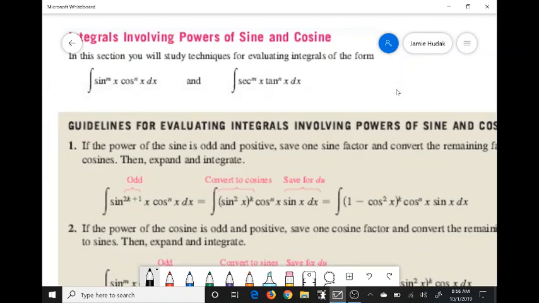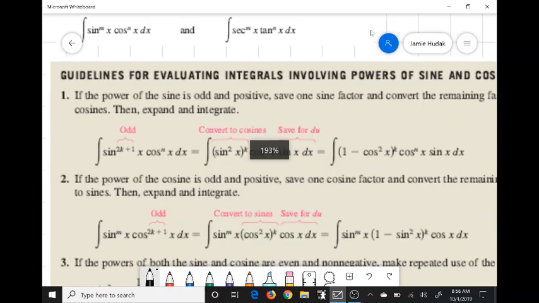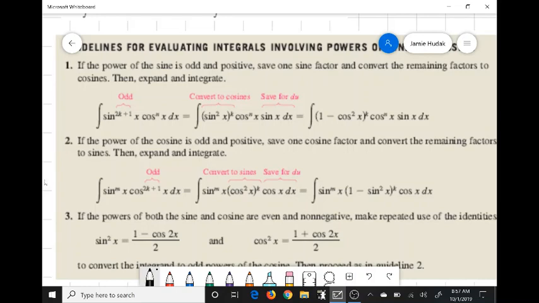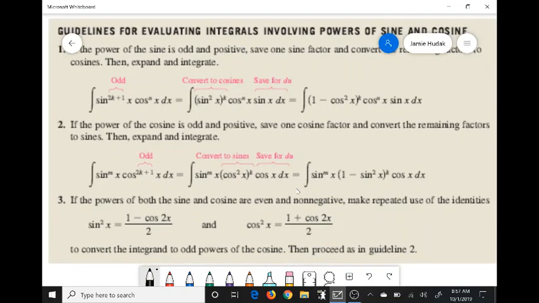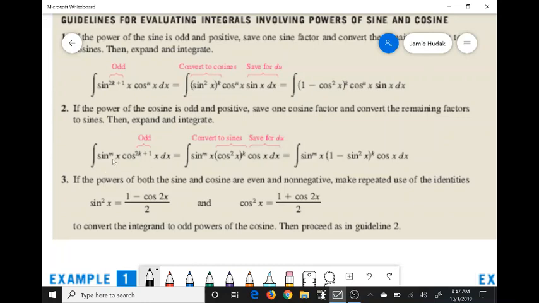So you can read through the guidelines and determine if that's what you want to use. I try to teach this where we make sense of it and we're not memorizing a bunch of guidelines. The only guideline that I'm going to refer to is guideline 3, where if we have even powers of sine and cosine, we can convert them using the power reduction formula for sine squared and cos squared. But otherwise, these top two rules, feel free to memorize them if you want to.